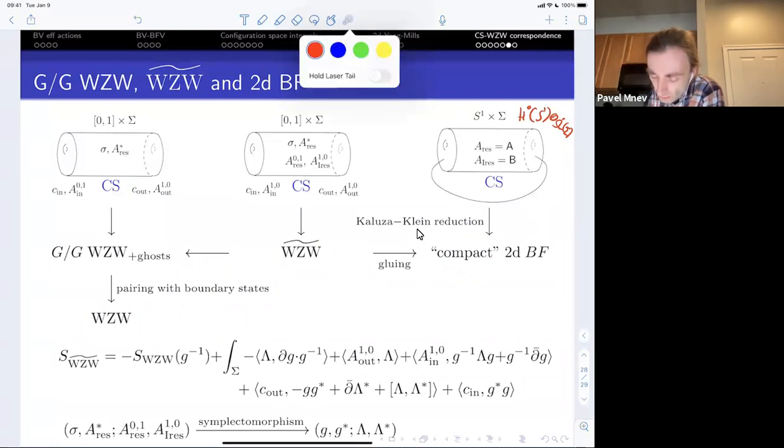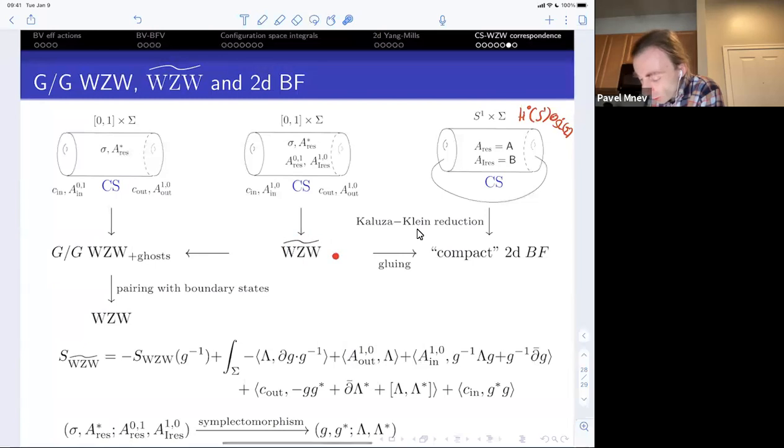And then this all fits into this picture that there's this master object, this WZW with a twiddle, and one can glue the ends there and obtain 2D BF theory. And one can go this side by doing the Segal-Bargmann transform, so changing the polarization and integrating out the residual fields. And then if you pair with the special boundary states, you get WZW theory. So I wanted to say that this is a connection between the dimensional reduction for Chern-Simons and the holographic counterpart, holographic dual of Chern-Simons. And the connection is through this intermediate object.